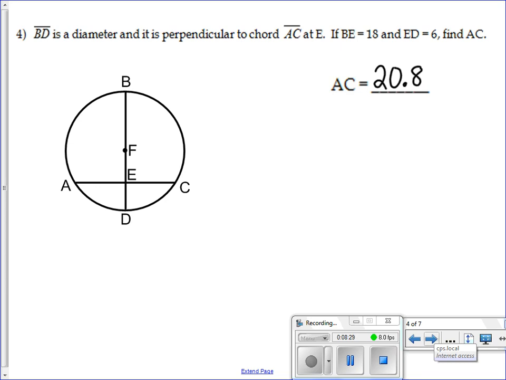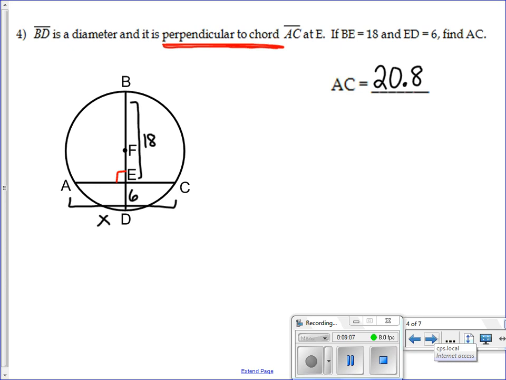So let's talk about this. We're given that BD is a diameter, and it is perpendicular to a chord. That's actually a really big hint as to how to start the problem. So the diameter and the chord AC are perpendicular at E. So that means we have a right angle. We're given that from B to E, this whole length here is 18. And we're also given the length from E to D, that's 6. We're trying to find the length of AC. I'll just call that whole thing X.